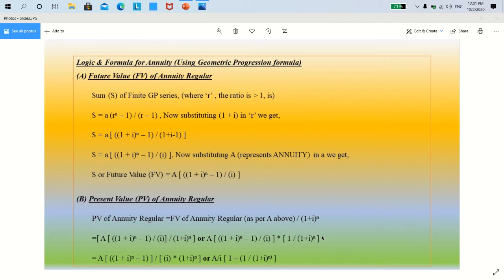And if, for example, the compounding is to be done on a half-yearly basis, then I will become 10% divided by 2, which is 5%, and N will be basically 5 years into 2 half years, that is 10. I hope the future value of annuity regular formula is very clear to you. Now let us move on with the present value of annuity regular.